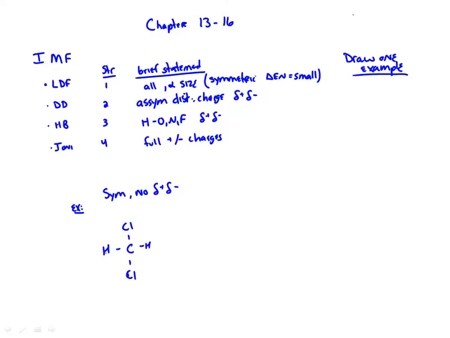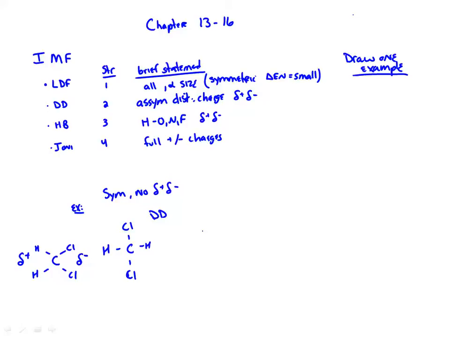It's not symmetrical. Okay, that's what I said, but I was like, wait. Meaning, if you draw it sort of trying to look at it in 3 dimensions, you can put the chlorines more on one side than the other so that this side is partially positive and that side is partially negative. So this would be a good example for dipole-dipole, right? So what I'm saying is be careful of the molecule you pick.